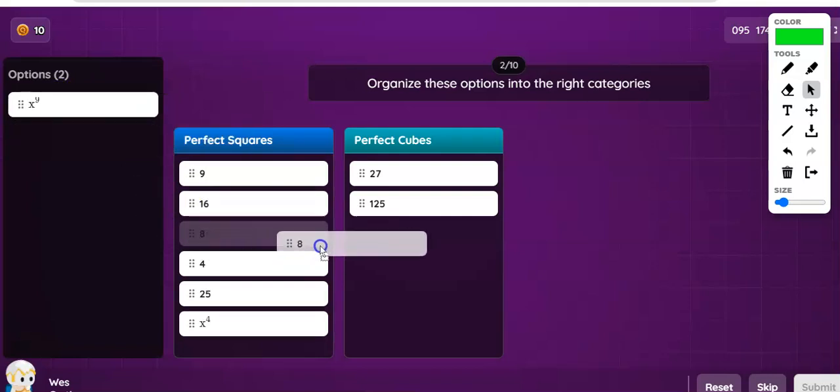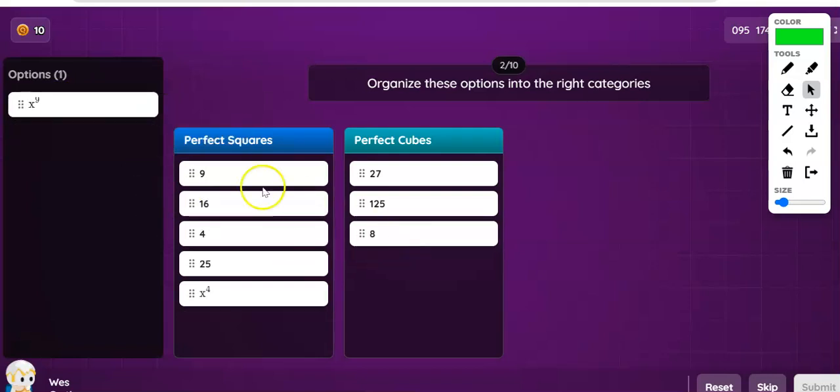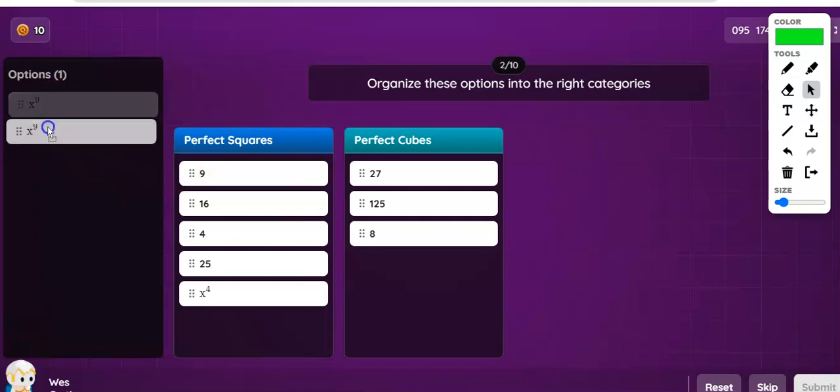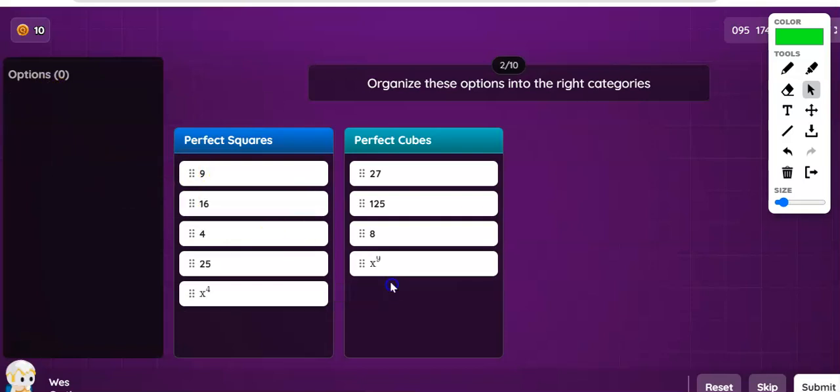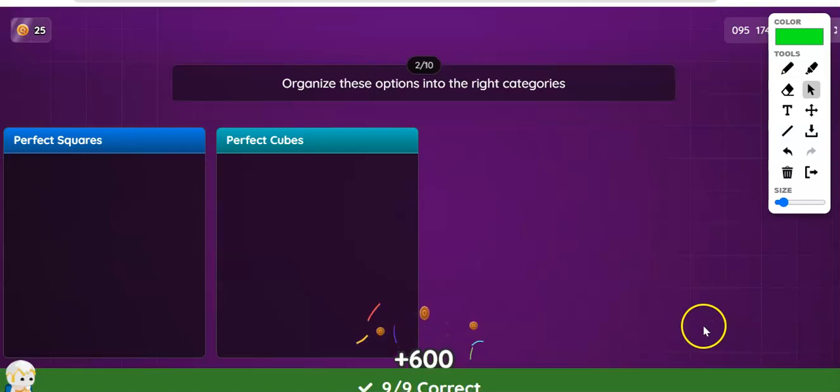8 is not a square. It's a cube. It's 2, 2, and 2. And again, I apologize for whatever's up with this 4th power. I might have been wanting to do 3 or 6. I have no idea why that is different.